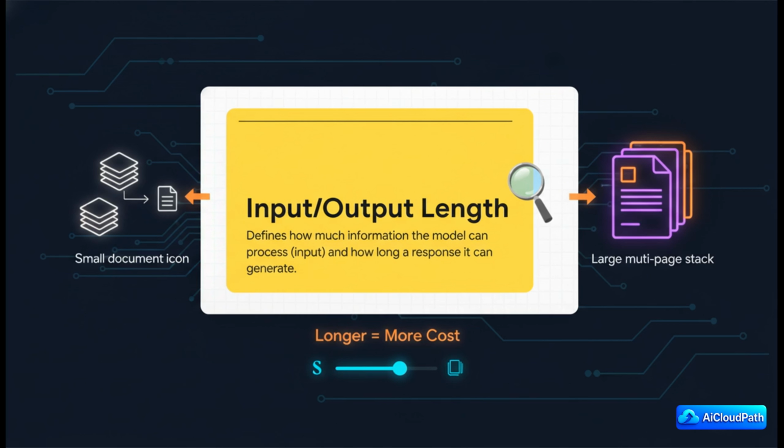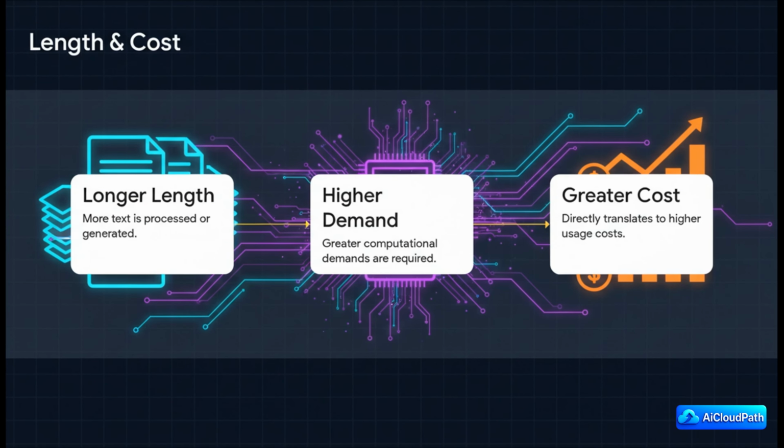But, and this is important, you can probably guess what that little $ means. This control has a direct impact on your wallet. Yeah, it's a really simple cause and effect thing that you've got to remember. The longer your input, or the longer the output you ask for, the harder the AI has to work. And all that extra computational power translates directly into higher costs. So being concise isn't just good practice. It's literally going to save you money.